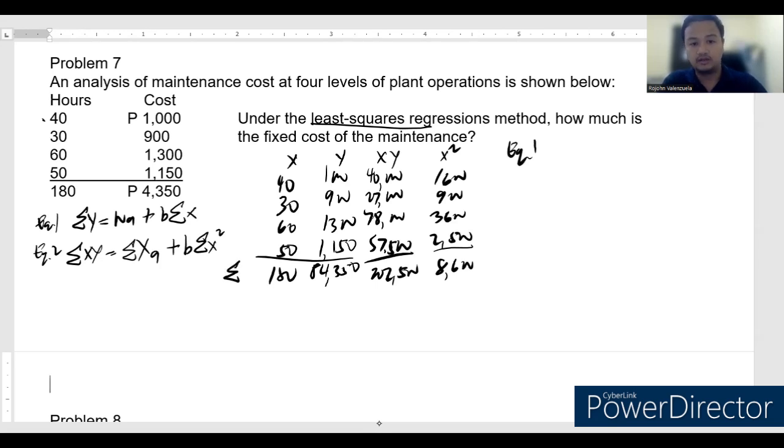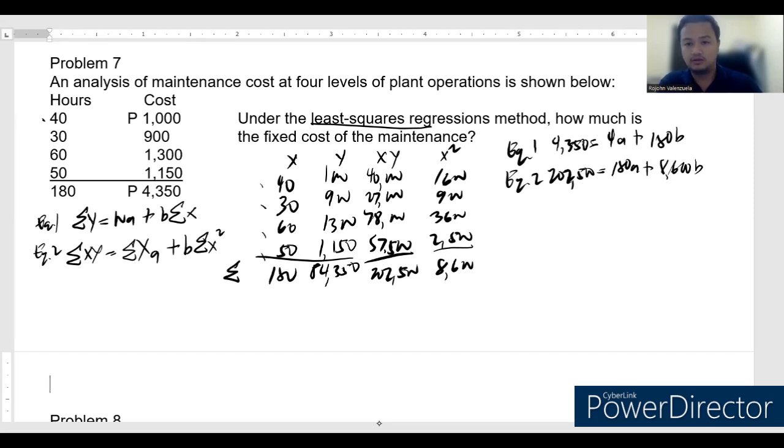Ito yung summation in total. Summation of y is 4,350 equals n, that's 1, 2, 3, 4, 4a plus summation of x, which is 180b. Equation 2, we have summation of xy, 202,500, equal summation of x, which is 180a, plus summation of x squared, 8,600b.